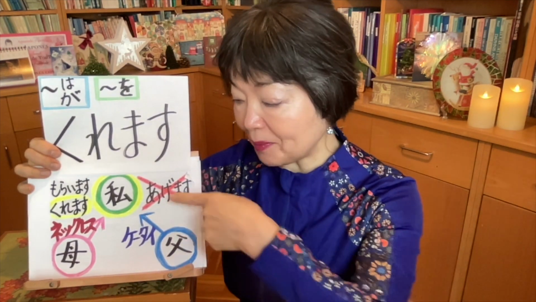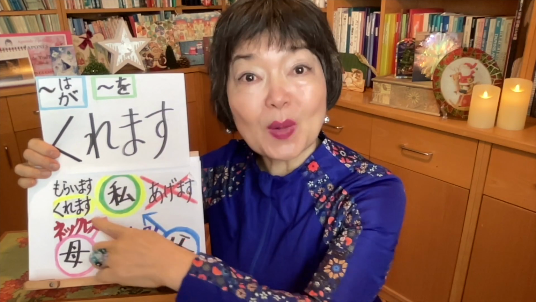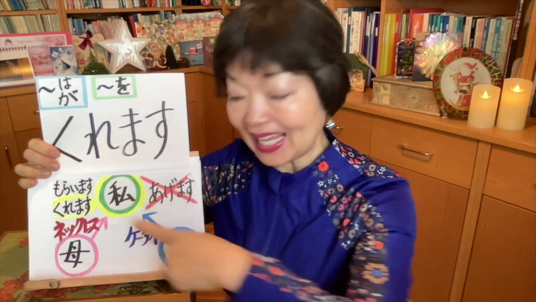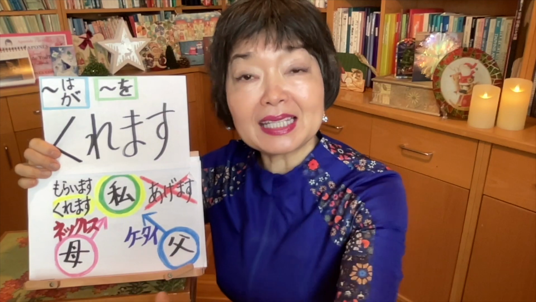The verb to give, like I give a present, we use あげます. But when I receive a present, I can use もらいます or くれます. Look at this drawing. This is 私, me. This is father, 父, and here this is mother, 母. When my father or my mother gives something to me, so indirect object, to me, we don't use the verb あげます, but we use くれます.